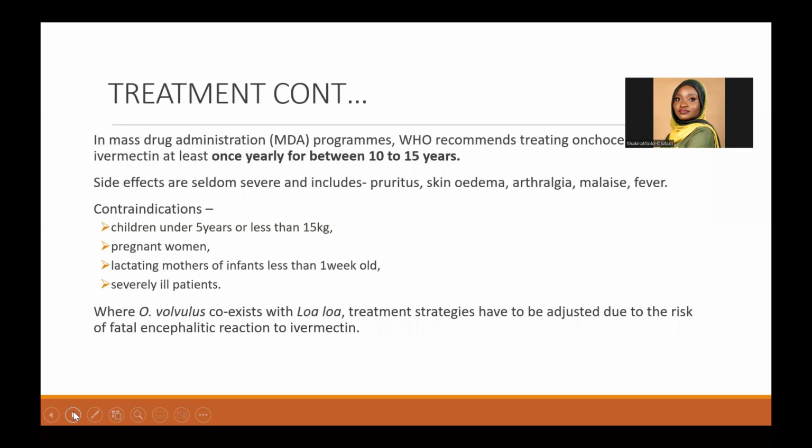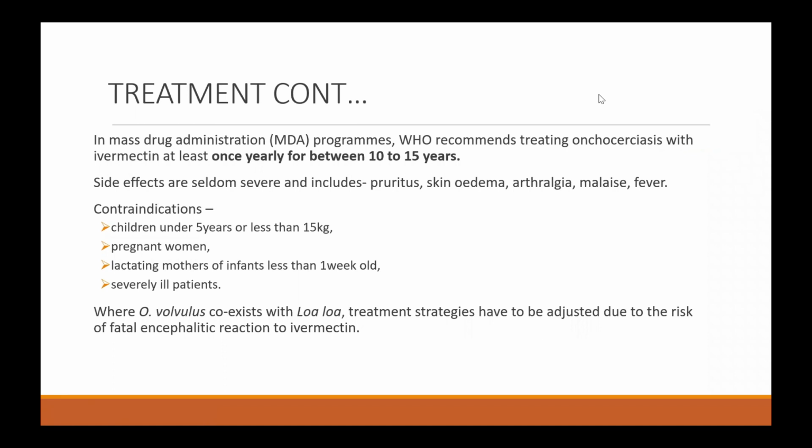Now, onchocerciasis is one of the conditions that can be treated with mass drug administration. And WHO recommends, in onchocerciasis prevalent areas, that ivermectin is given at least once yearly for about 10 to 15 years to be able to eliminate Onchocerca volvulus from people living in that community.